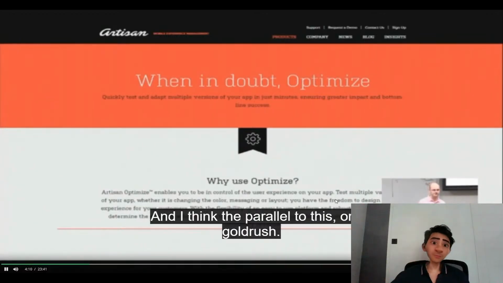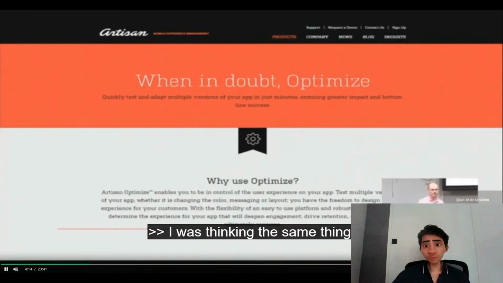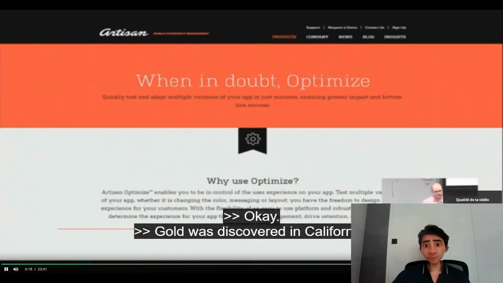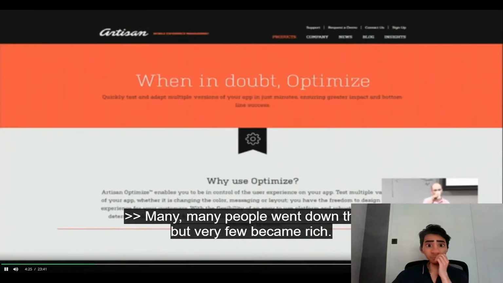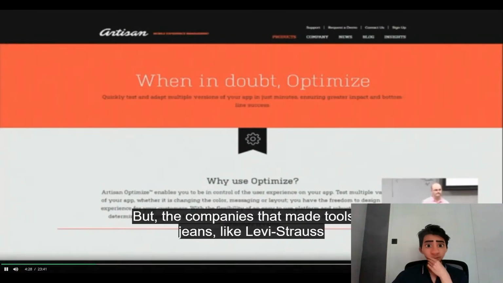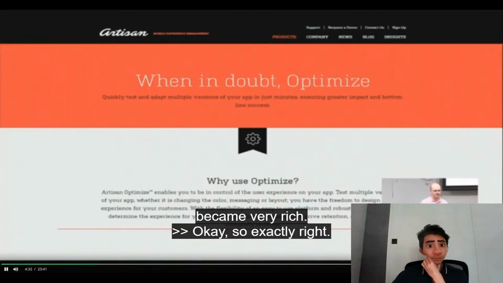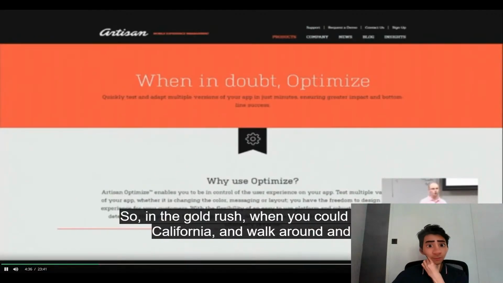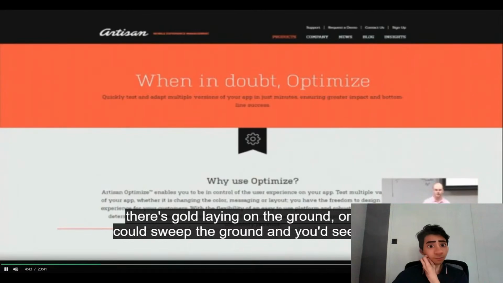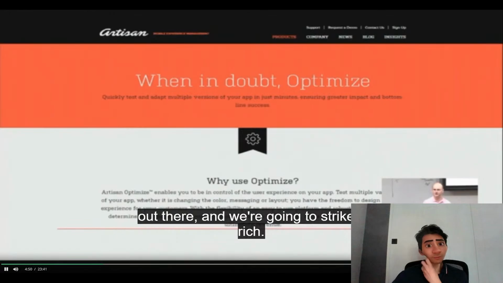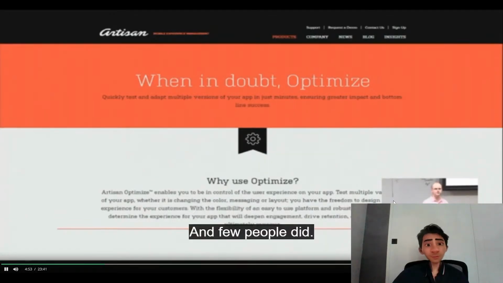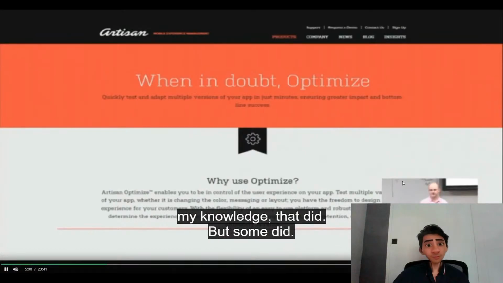And I think the parallel to this is the Gold Rush. What was the Gold Rush? That was like in 1849. Okay. Gold was discovered in California. Yep. And many people went down there, but very few became rich. But the companies that made tools or jeans, like Levi Strauss, became very rich. Okay, so exactly right. So in the Gold Rush, when you could go to California and walk around and there's gold laying on the ground, where you could sweep the ground and you'd see gold. The thought was, well, everybody should go out there and we're going to strike it rich. And few people did. And I can't name one to my knowledge that did. But some did. But I know Levi's.